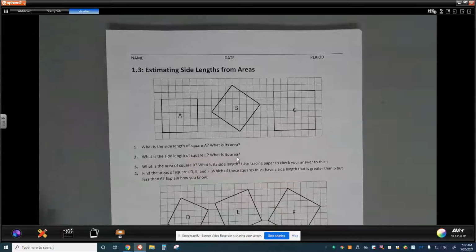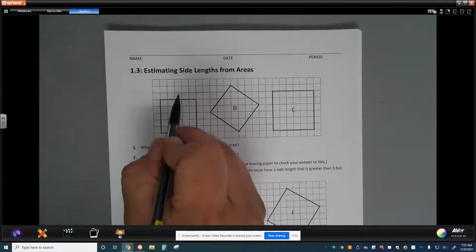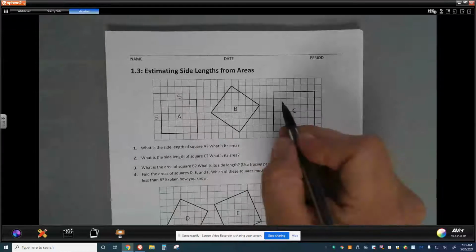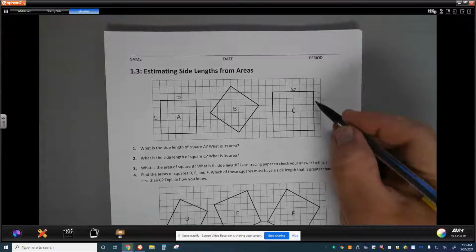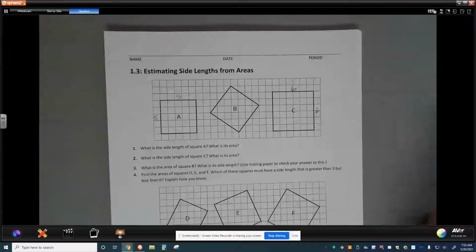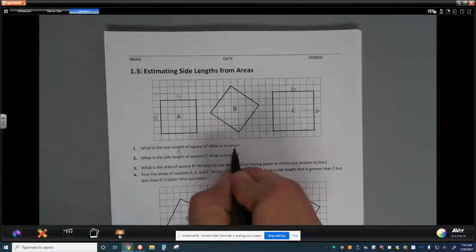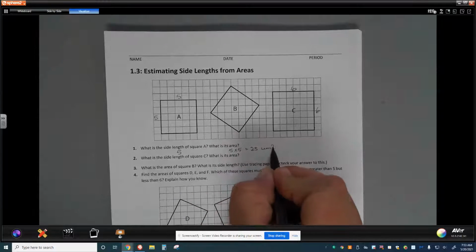So first thing, for part A, what we want to look at is we can simply count the spaces that are given across the horizontal, and recognize that we have 1, 2, 3, 4, 5. So we have 5. 1, 2, 3, 4, 5. 5 by 5. I'm going to skip B for the moment. And C, we have 1, 2, 3, 4, 5, 6. And going down, 1, 2, 3, 4, 5, 6. We have 6 going that way. So the side lengths of square A are 5. The area would be 5 times 5, which is equal to 25 square units.